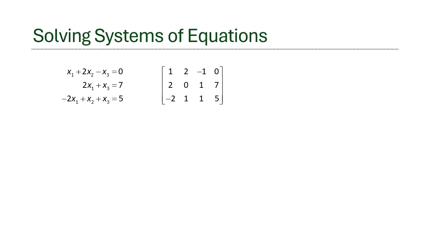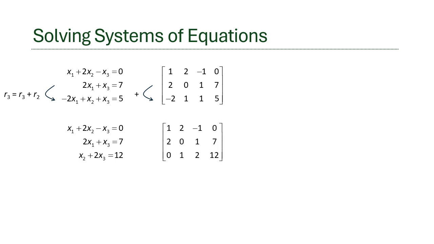To further connect these two ideas, let's walk through the solution of the system using both notations. First, I'll add the second equation to the third and replace the third equation with the result. This simplified the system by canceling out the x1 term from the third equation. Now, if we do the same operation to the second and third rows of the matrix, we get this new result. Notice how this new matrix is the augmented matrix of the new system.